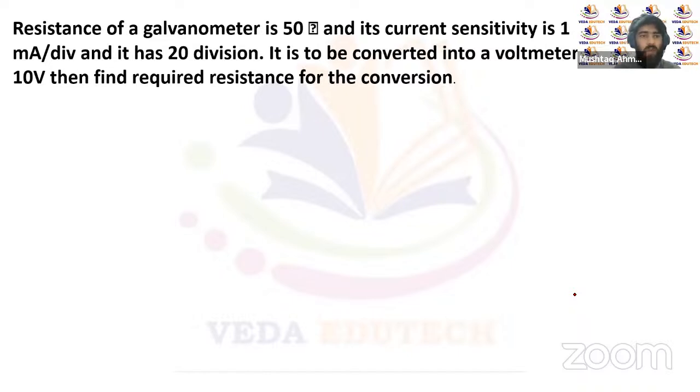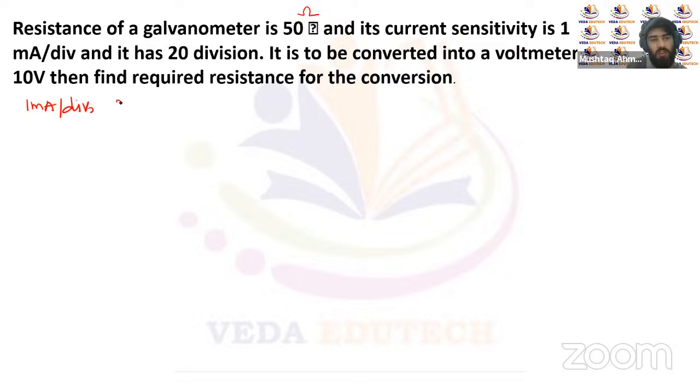Now we have a question of a galvanometer, right? A resistance of a galvanometer is given as 50 ohms, and its current sensitivity is 1 milliampere per division, right? And it has 20 divisions, right? So current per division is actually 1 milliampere.